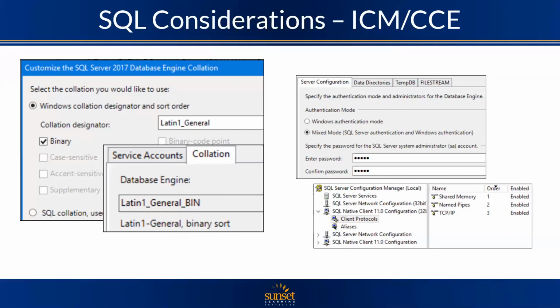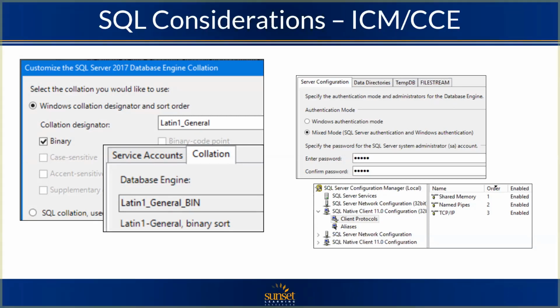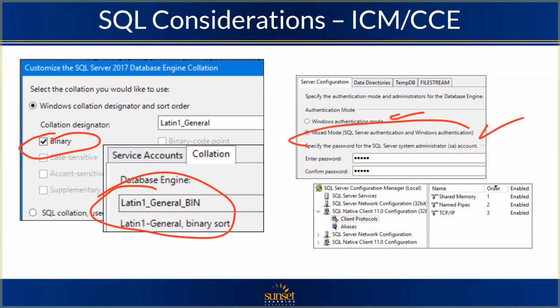Some general considerations in regard to installing the software. As always, pay attention to your SQL installation on your ICM servers. Make sure you're using that binary sort order, Latin general. That's been historically something going on. Installation manuals are sometimes unclear about Windows or mixed mode. You're going to want mixed mode if you're doing stuff like CUIC, so just go with mixed mode.